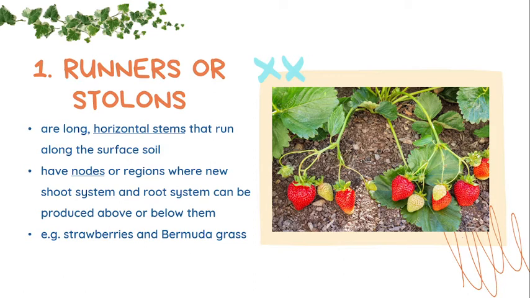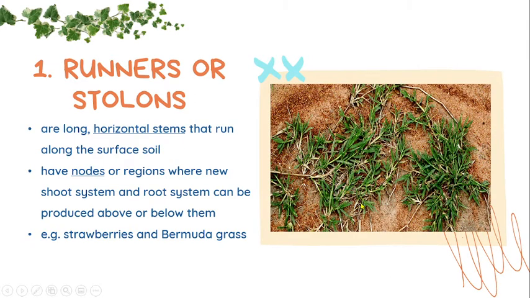An example of a runner is strawberries. So you can see here in this picture that they have these horizontal stems. Also in Bermuda grass, so very obvious. You see, you have the nodes here. All right. Okay, that's the first one.